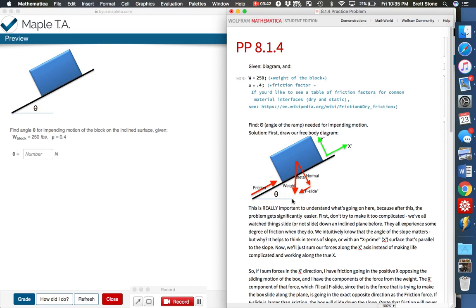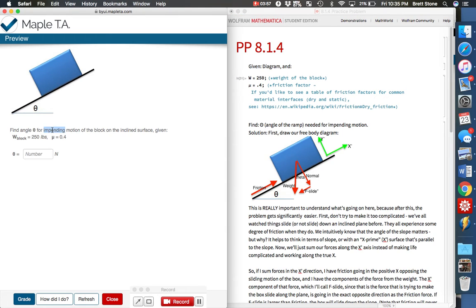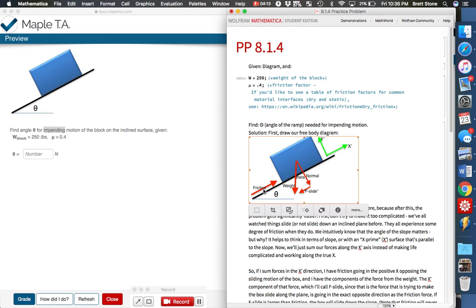So if you think about that for just a second, you can imagine that if we sum our forces in the x prime direction along the plane, when F slide becomes bigger than the friction force, that's when motion is going to happen. Over here they use the term impending motion. Impending motion means it's about to happen. So it means that the forces are equal to 0 at that point. So F slide is going to equal friction at that point.